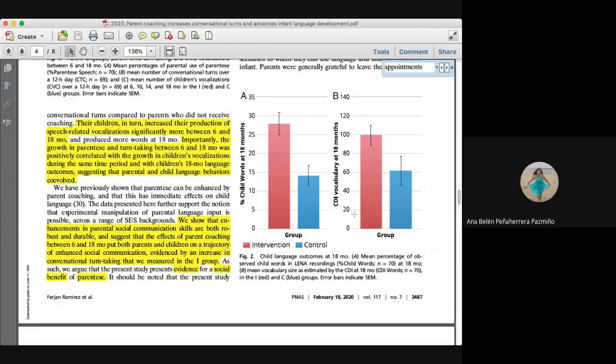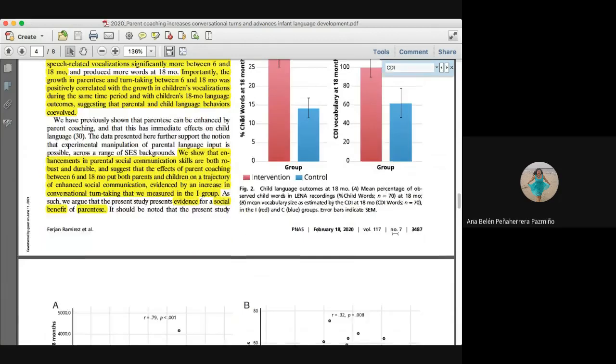Also, they performed a survey with the parents and they see that these results are also higher for the intervention group than the control. Okay, thank you very much.